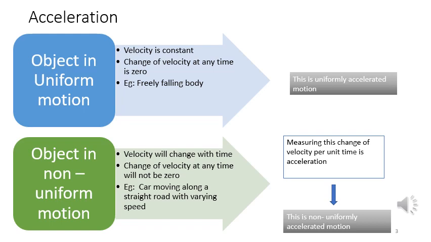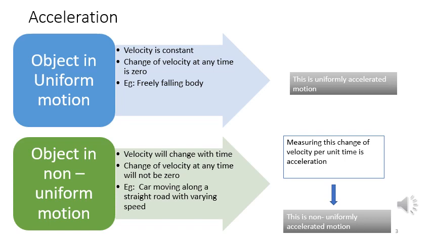Let's take an example: a car moving along a straight road with varying speed. If we want to express the change of velocity, the rate at which the velocity changes, we need one more measuring quantity, and that physical quantity is called acceleration, and this type of motion is called accelerated motion. Remember the first one, where a freely falling body, that was uniformly accelerated motion, whereas for the second one, the car traveling, it is non-uniformly accelerated motion.